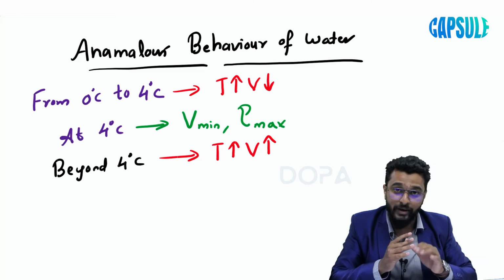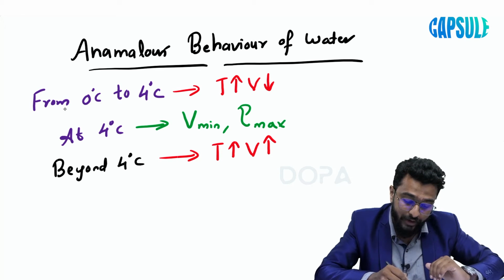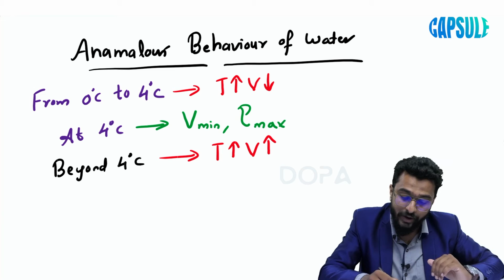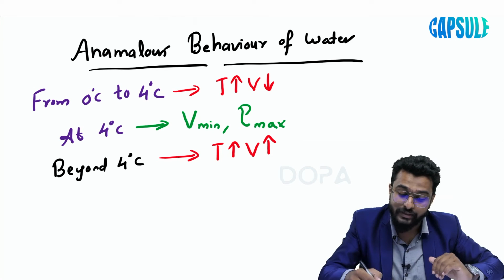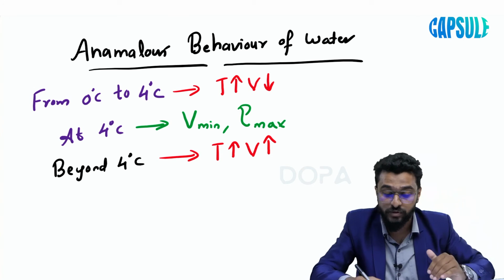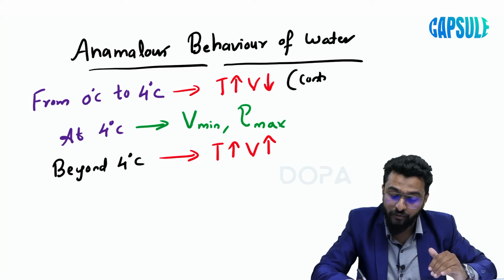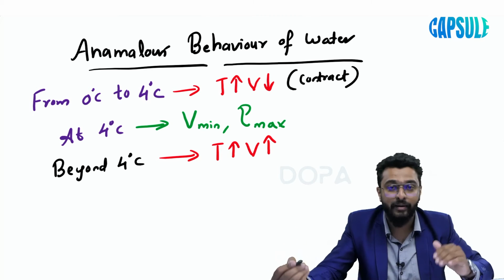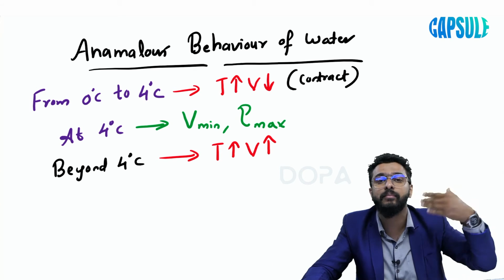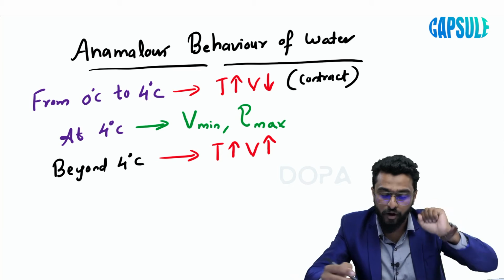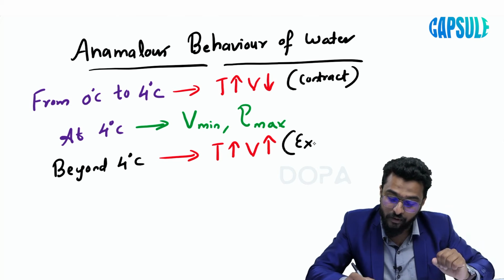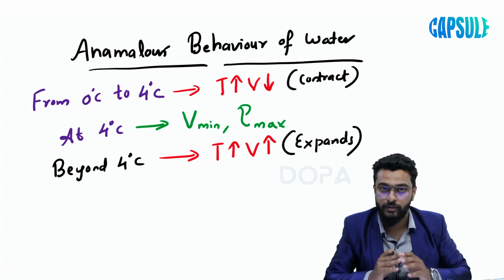Clear? So let me explain once again. From 0 degrees Celsius to 4 degrees Celsius, when temperature increases, the volume will get decreased, which means the volume will contract. But beyond 4 degrees Celsius, when the temperature increases, the volume also gets increased, which means the volume will expand. So this is a special feature of water.